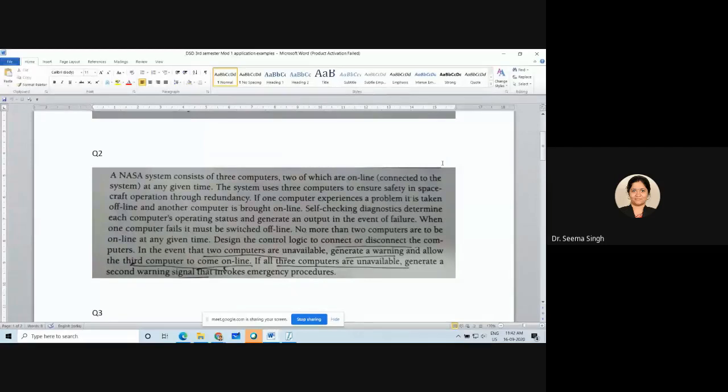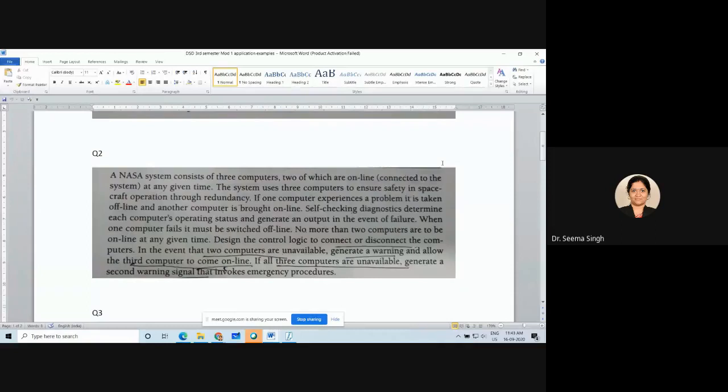One computer will be working and two computers are not working, but you require two computers to work at a time. So what will happen? We will generate a warning, and that is called a low level warning. In low level warning, one of the computers is in working state and two of the computers are in idle state, because they are not working. So this creates a warning, and there is a serious warning when all the three computers go bad.